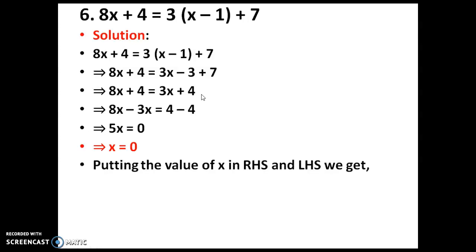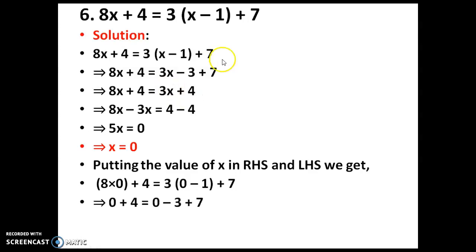Okay, so substitute the value in the given equation. So you will get 8 into 0 plus 4 equal to 3 into (0 minus 1) plus 7. Okay, so 8 into 0 is 0. So 4 will be remaining here. Then 0 minus 1 is minus 1. So minus 1 into 3 is minus 3. Here minus 3 plus 7 is there. So we will have 4 here. Okay, so 4 equal to 4. LHS and RHS are equal.